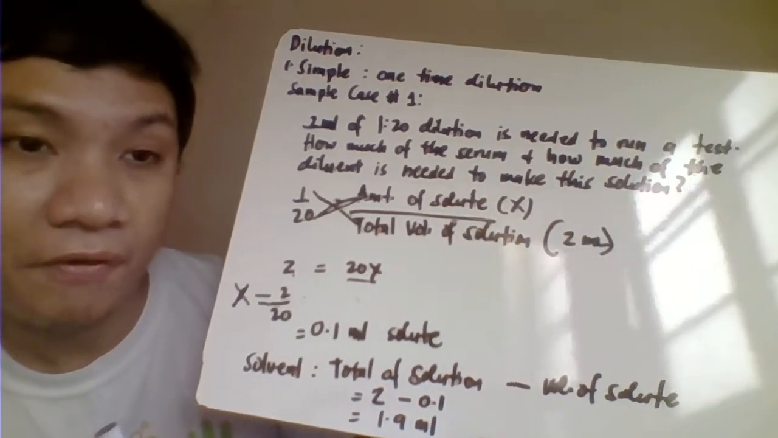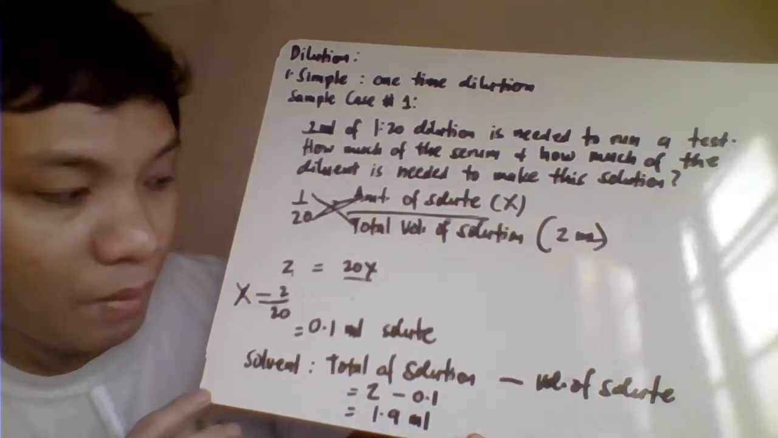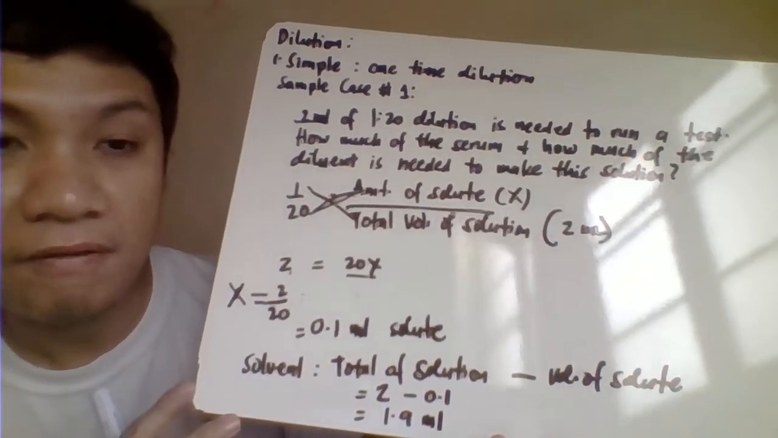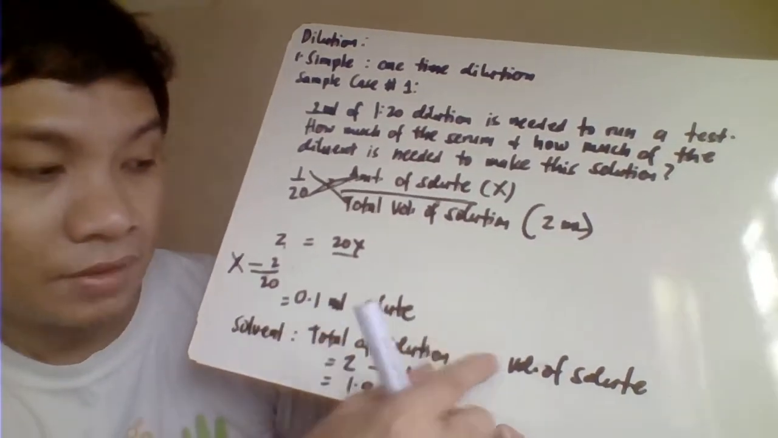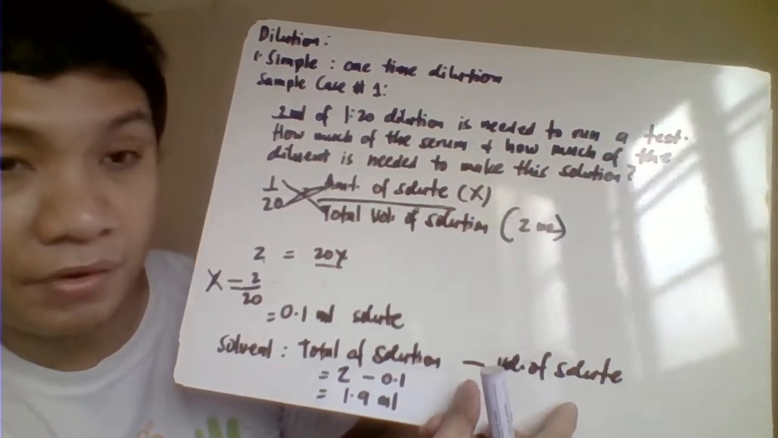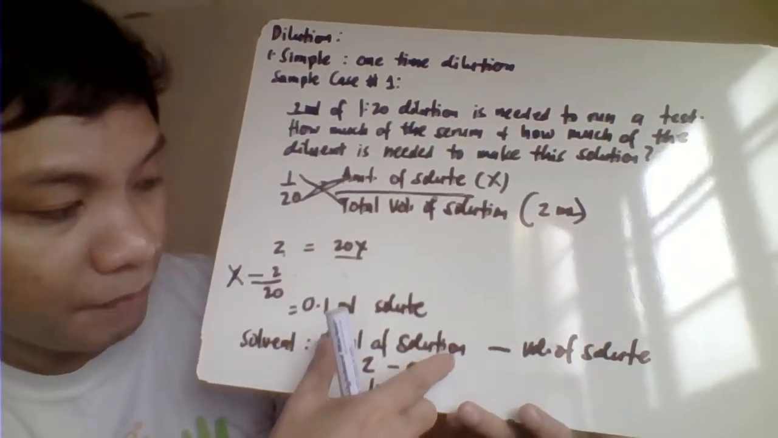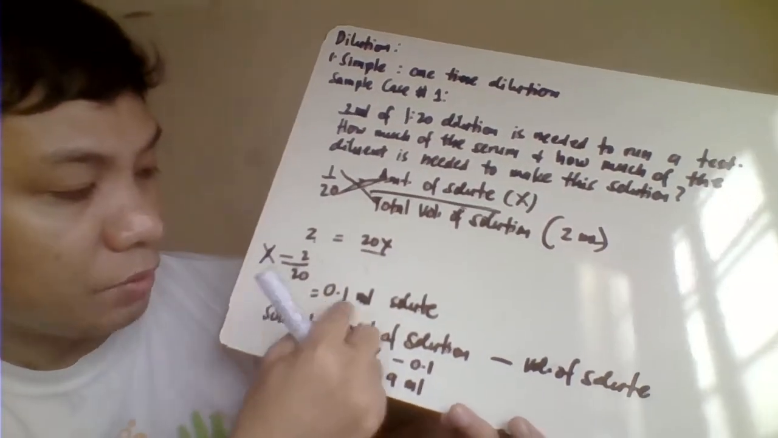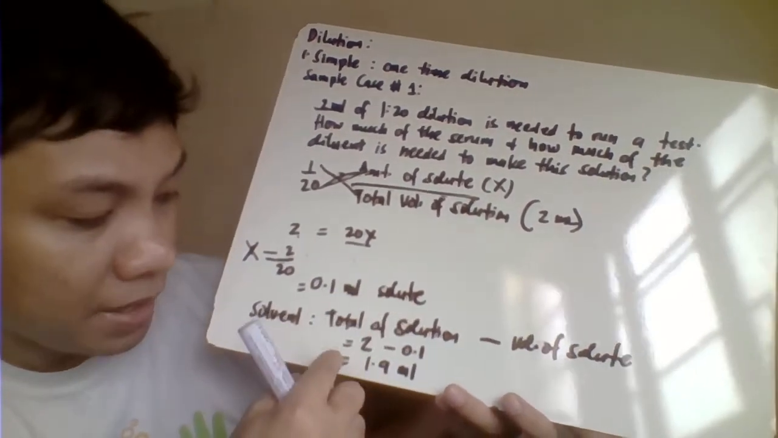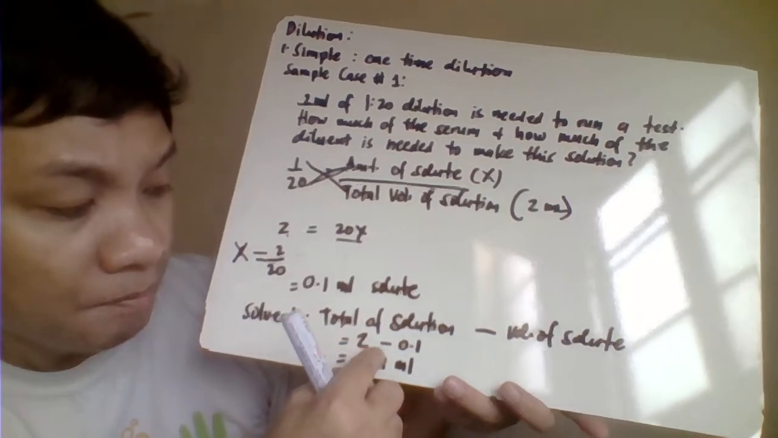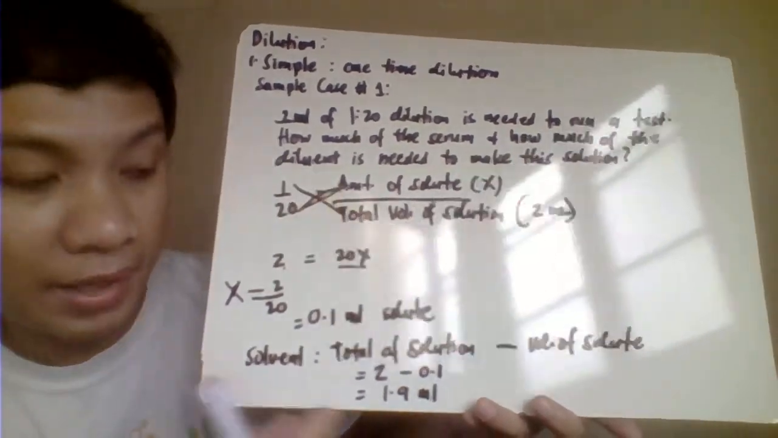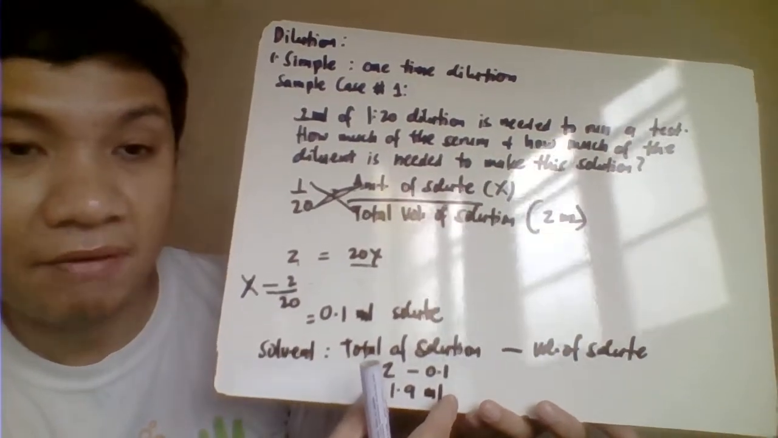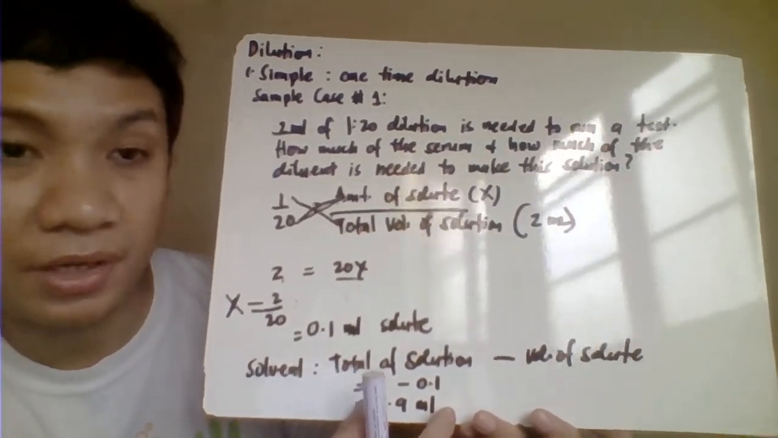To compute the amount of your diluent, remember that our diluent is equal to your total volume of solution minus the volume of your solute. The total volume of our solution is 2 ml and you already have 0.1 ml of your solute, so you just subtract: 2 minus 0.1 gives you 1.9 ml. This is now the volume of your solvent or your diluent.